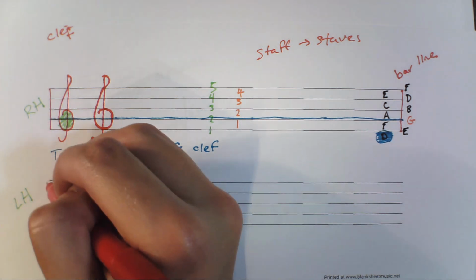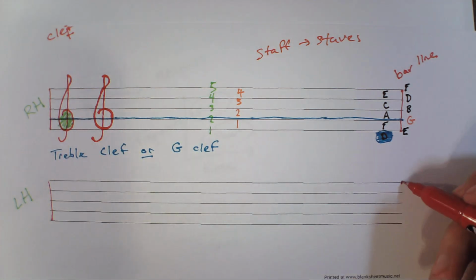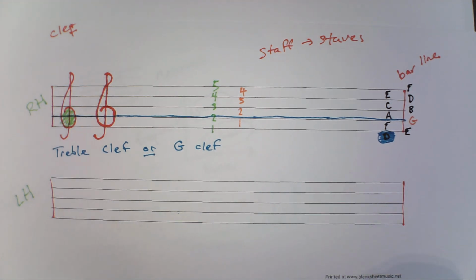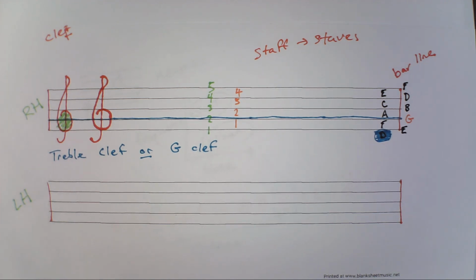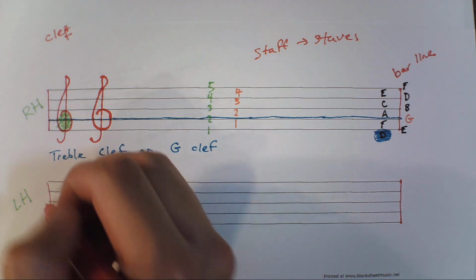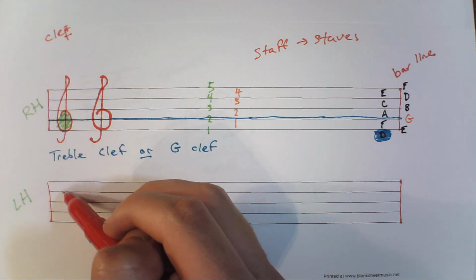Now again, I'm going to close in my staff with bar lines, and now I need a clef to tell me where I am. I'm lower in the piano, so I'm not going to use the same clef. I'm going to use, instead of treble clef, bass clef. So remember how we numbered the lines? 1, 2, 3, 4, 5. And then we labeled the spaces, 1, 2, 3, 4. To begin bass clef, you are going to draw a nice big dot on line 4.